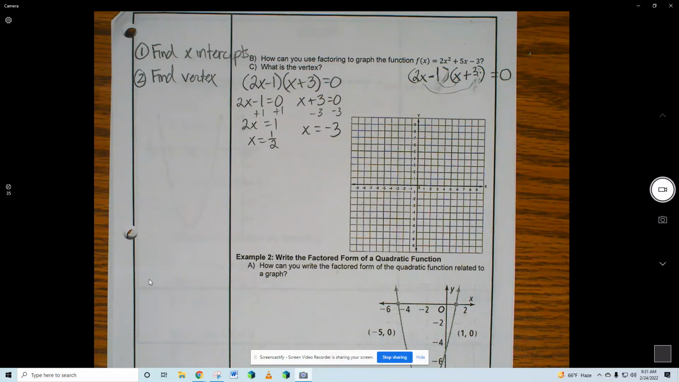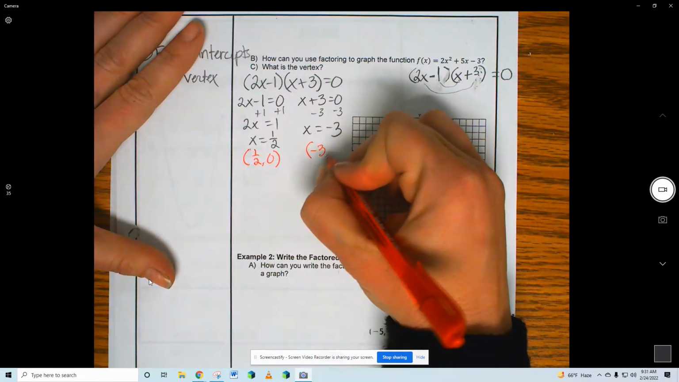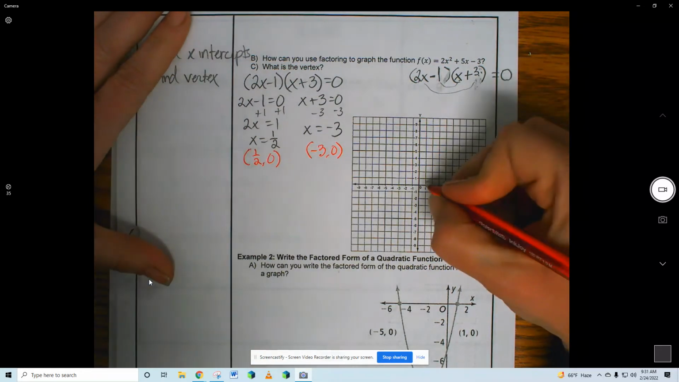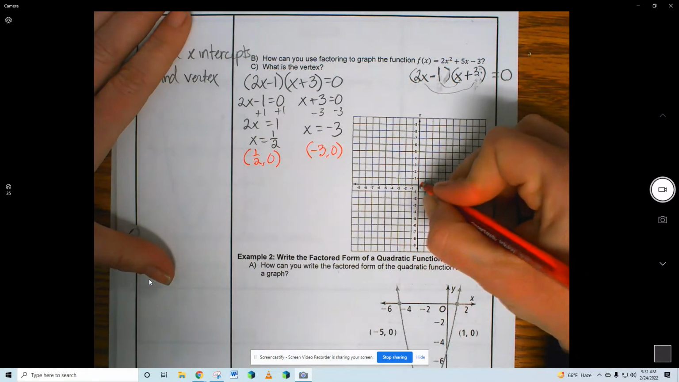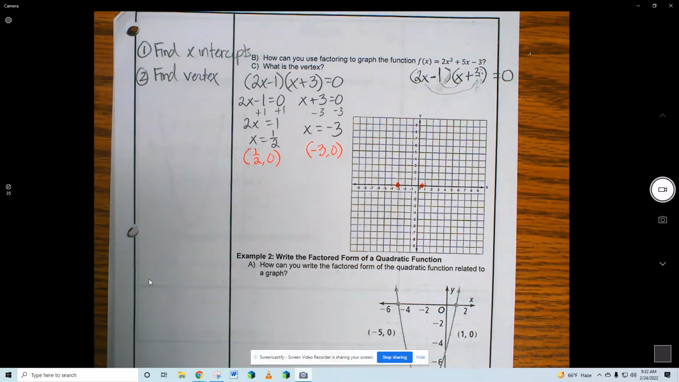Okay. Plot those points on your x-axis. 1/2 comma 0, negative 3 comma 0. 1/2 is between 0 and 1, it's like this in between 0 and 1 right there. And then negative 3 is there. Okay?